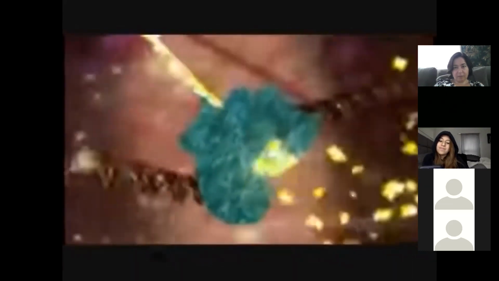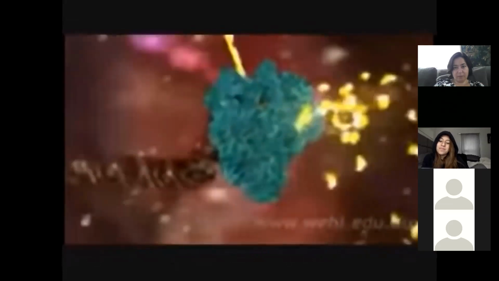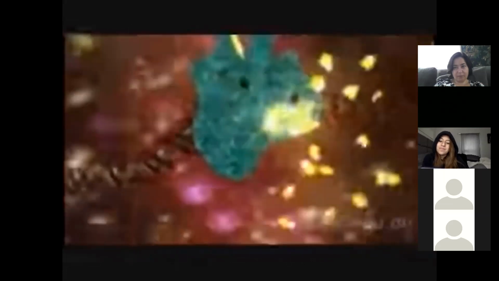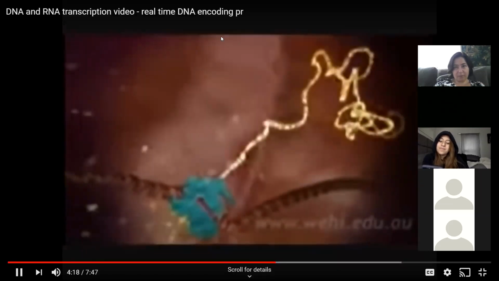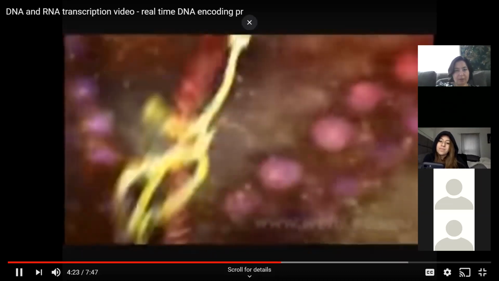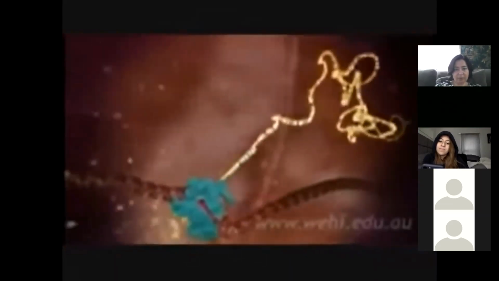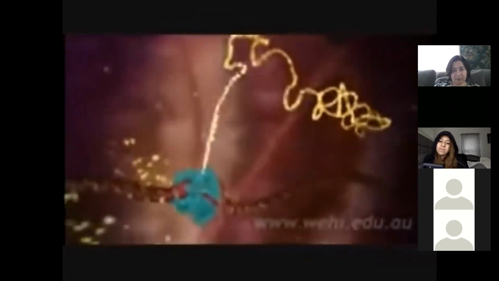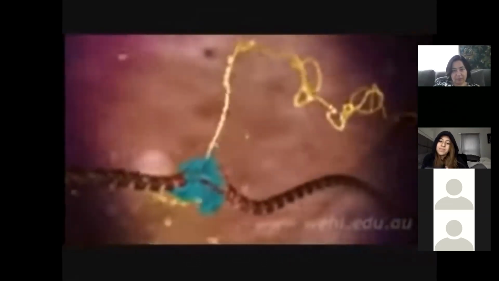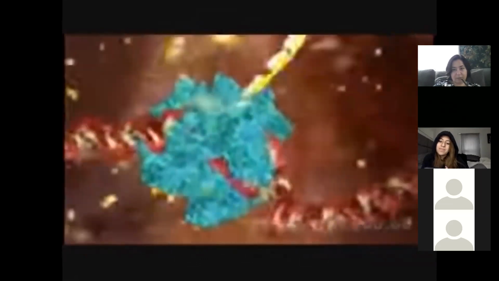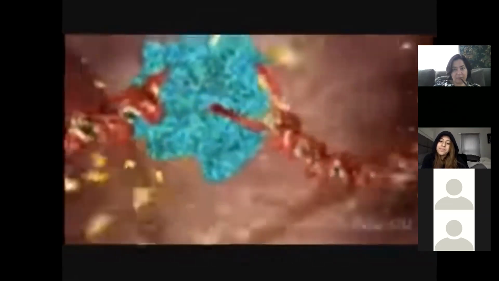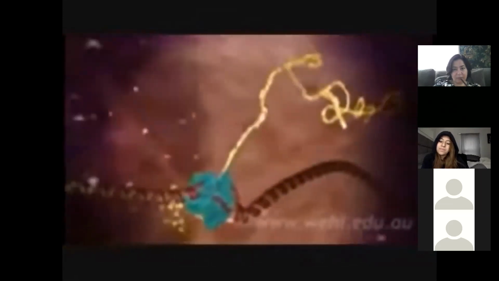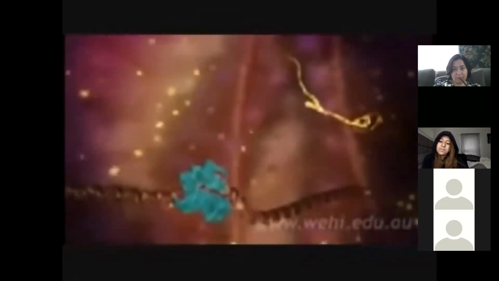The building blocks to make the RNA enter through an intake hole. They are matched to the DNA, letter by letter, to copy the A's, C's, T's, and G's of the gene. The only difference is that in the RNA copy, the letter T is replaced with a closely related building block known as U. You are watching this process called transcription in real time. It's happening right now in almost every cell in your body.